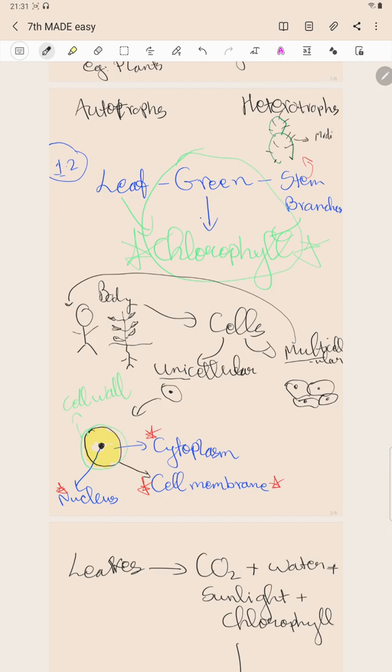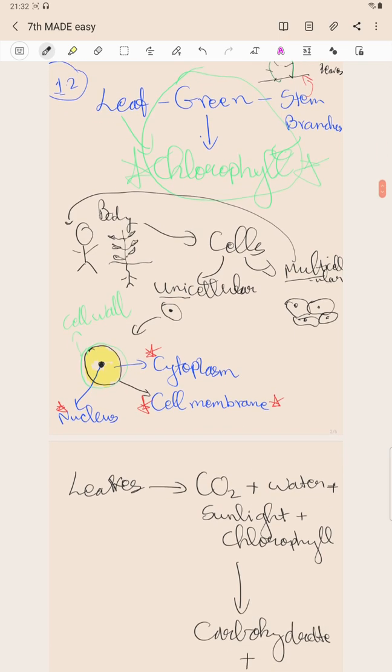Since these thorns are modified leaves, it means that they cannot prepare food for the plant. So they have to solely rely on the green stem to prepare their own food. You get it, right? The special example is that the stem is the site of preparation of food for the whole plant. That is why the stem of the cactus is green.